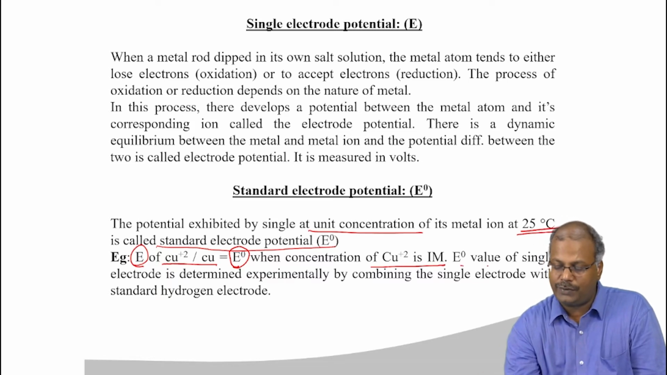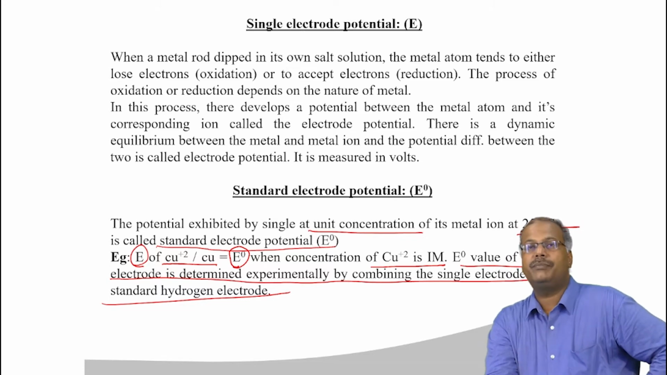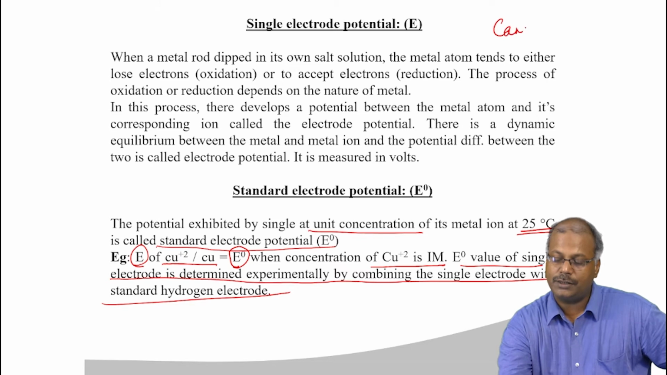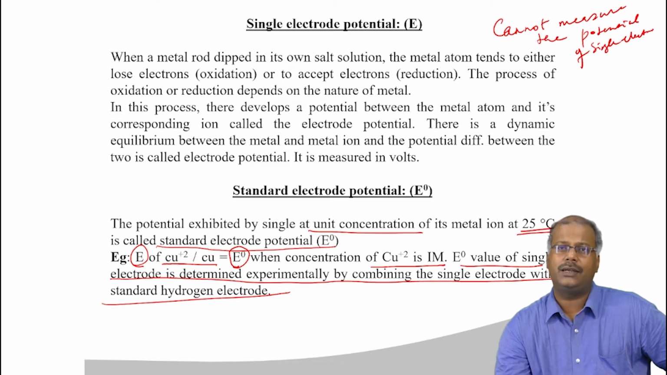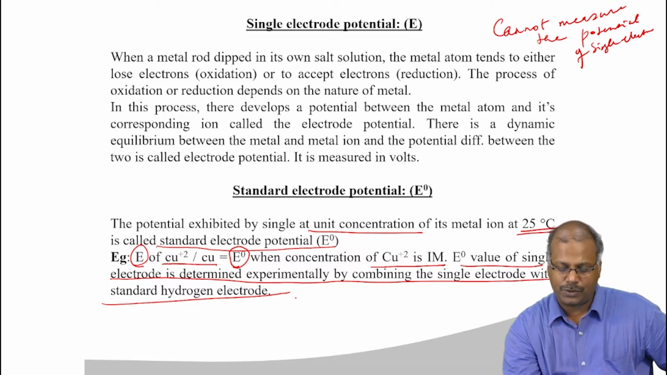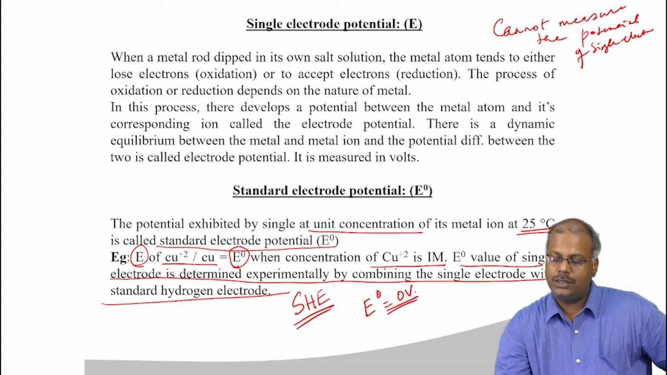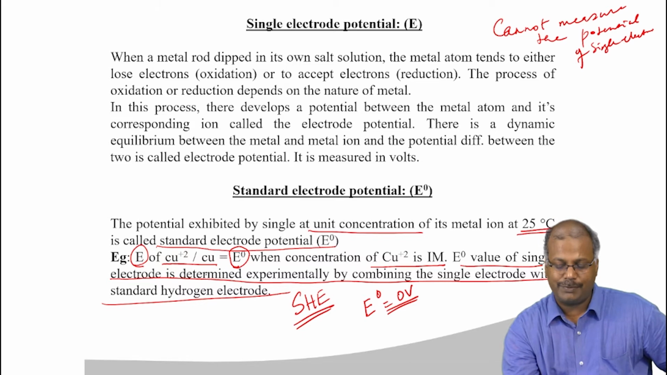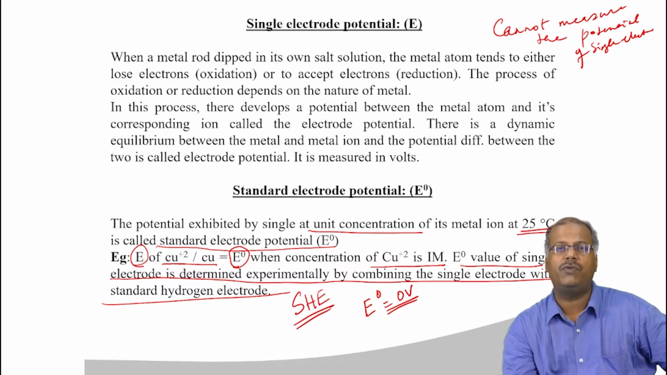The E naught value of a single electrode is determined experimentally by combining the single electrode with a standard hydrogen electrode. This is an important point. We cannot measure the potential of a single electrode, because we can only measure the EMF of a cell, not a single electrode. So to make it a cell, we have to connect it with a reference electrode, which is the standard hydrogen electrode, whose potential we keep as 0 volts. When we combine with this standard hydrogen electrode, for example with copper, it forms a cell.